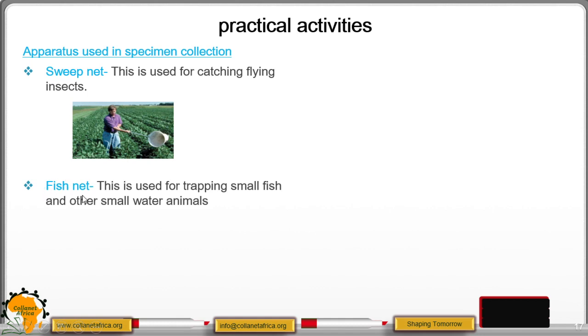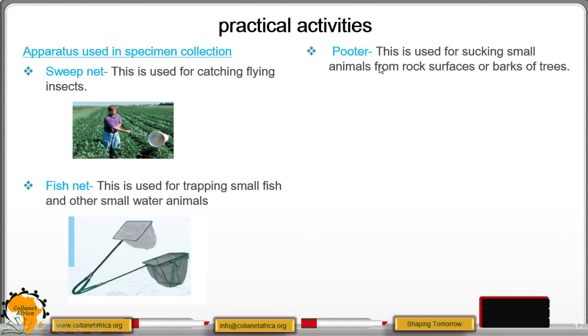The other one is a fish net, from the term fish. So you should know that it is used for trapping small fish and other small water animals. It looks like this, but maybe you have seen a different one from this. Another apparatus is called a pooter, and it is used for sucking small animals from rock surfaces or barks of trees. This is how a pooter looks. This is a tree, and this is a specimen that has been collected inside here.